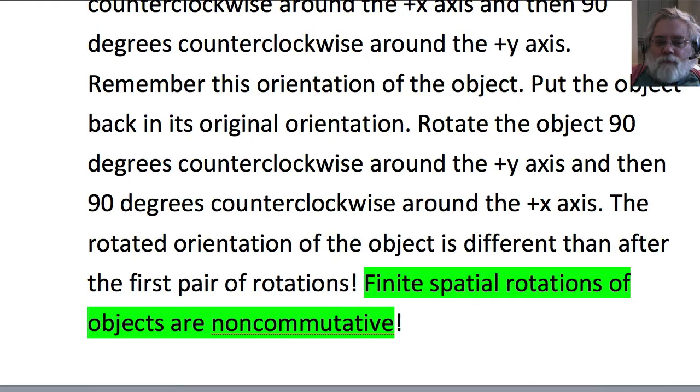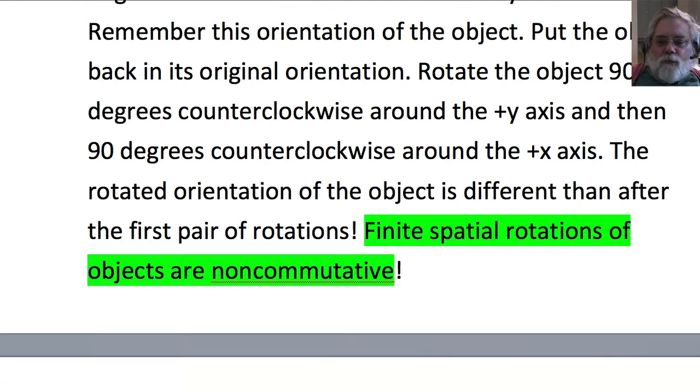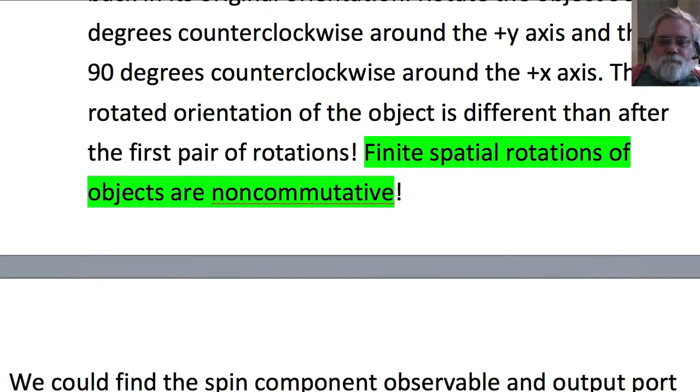Finite spatial rotations of objects are non-commutative. This relates to spin angular momentum, but not in a way that we're going to be able to prove out in this introductory series of lectures. But a real course in quantum mechanics will show you how that all works.